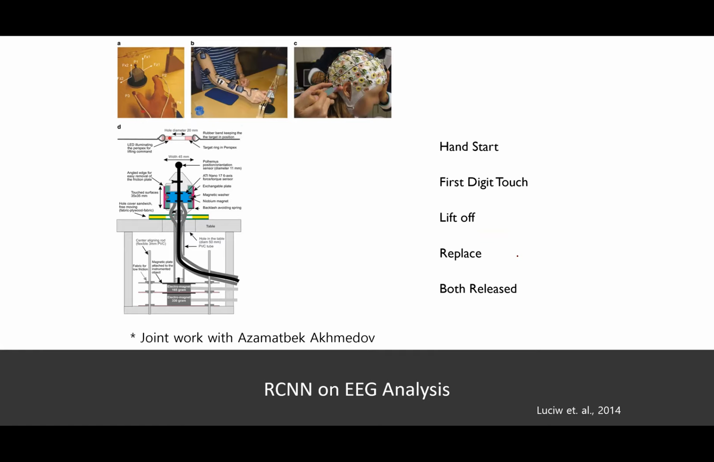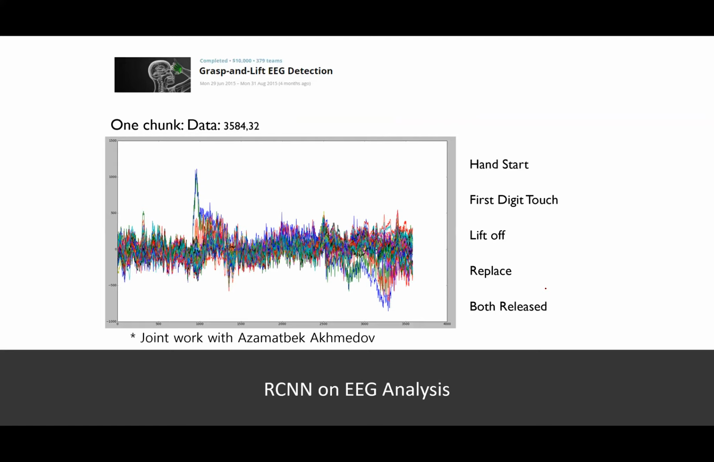That was actually applied to the classification of EEG signals. The EEG signal is measured millisecond-wise, while a person tries to go to an object, grab it, and lift it up and down. The sensors measure the EEG signal at hand start, first digit touch, lift off, replace, and both release. This is how the signal looks, and it was held in the 2015 Kaggle competition, grasp and lift EEG detection.